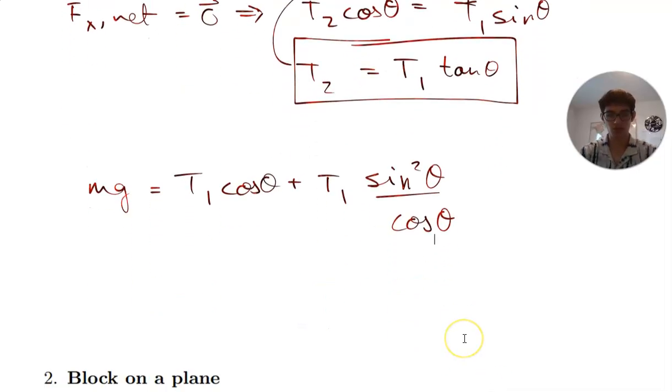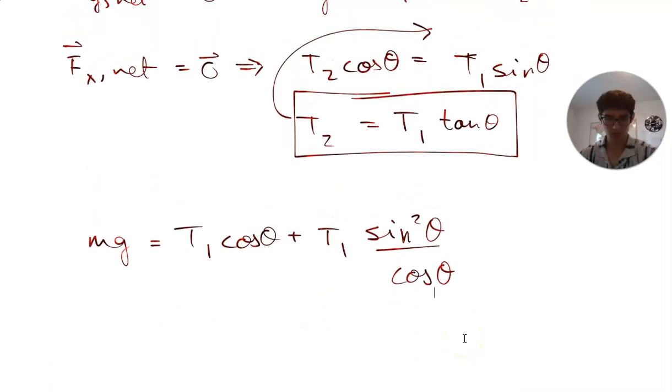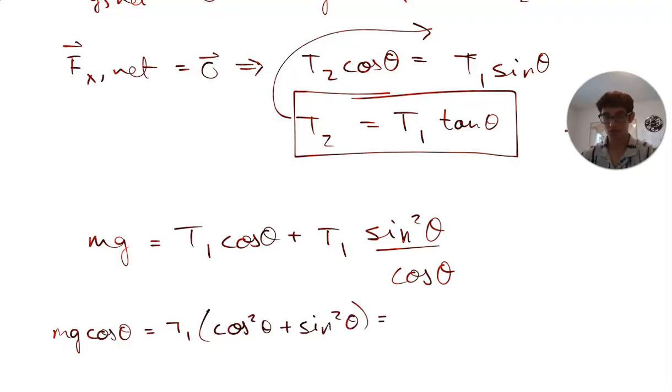Now at this point, it's not too difficult. So what you would do here is essentially multiply both sides by cosine of theta to get mg cosine theta equals tension 1 times cosine squared theta plus sine squared theta. That's of course just 1. And so we get tension 1 is equal to mg cosine theta. Now that we found this, we know that tension 2 is just this times tan of theta. So that would be sine theta over cosine theta. So tension 2 would be mg sine theta.